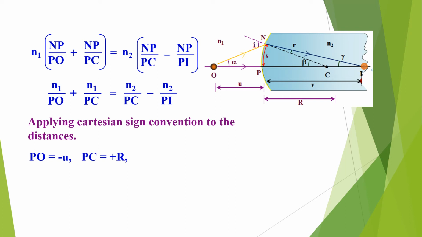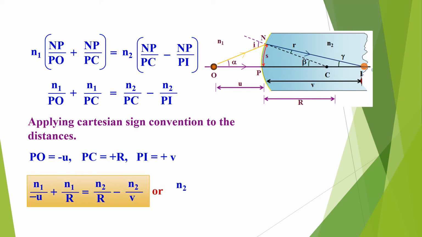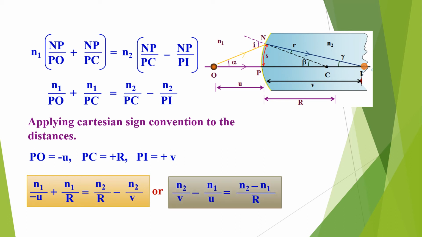Similarly, PC is in the direction of light, therefore it is plus, and that is the radius of curvature, that's why it is plus R. Pi is V, that is the image distance, and it is in the direction of light, therefore it is also positive V. So by substituting, N1 by minus U plus N1 by plus R is equal to N2 by plus R minus N2 by plus V. Or by rearranging this, N2 by V minus N1 by U is equal to N2 minus N1 divided by R. This is the formula for the refraction through a spherical surface.